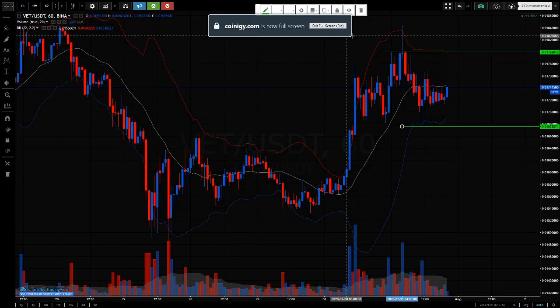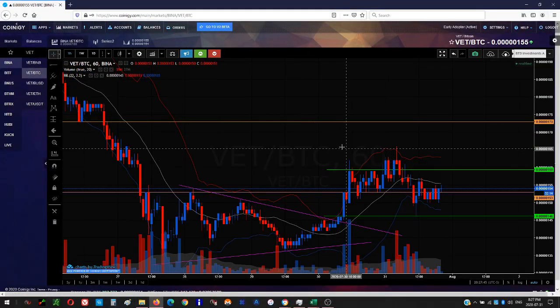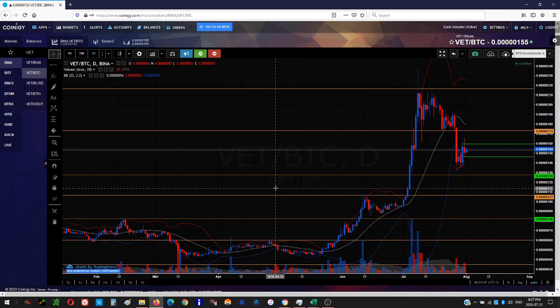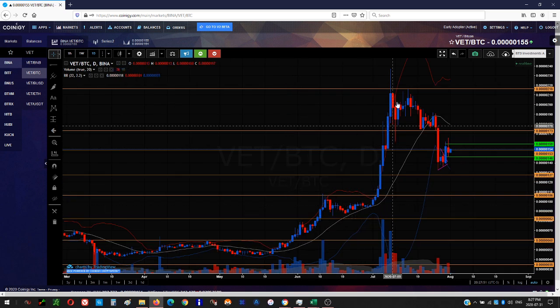So let's just look at VeChain and Bitcoin. I expect VeChain to push out of here, and it's pretty much in the right zone. It could have been a little bit more shallow, like it could have pushed out from here. It's gone a little bit deeper. I expect it to push out of here. The only thing that worries me is this red bar. So the momentum is certainly on the downside.